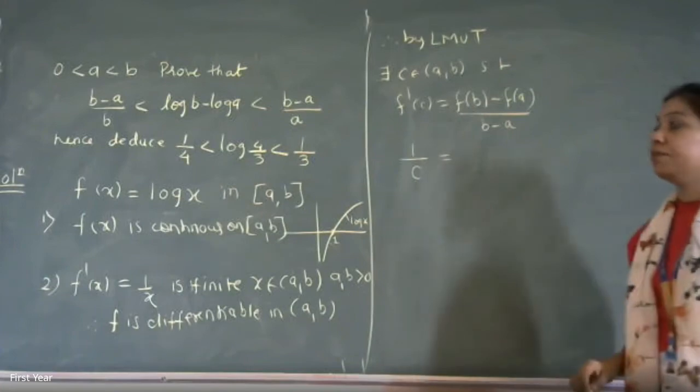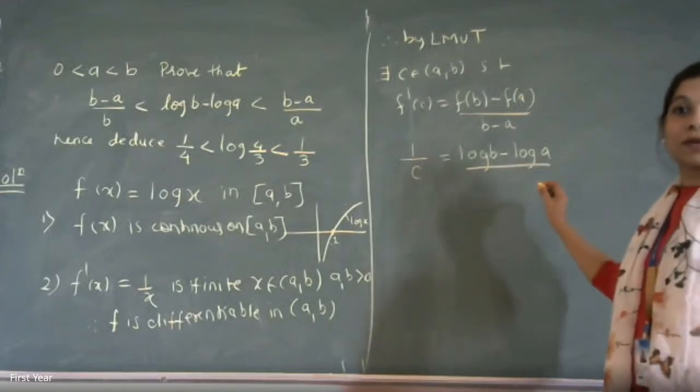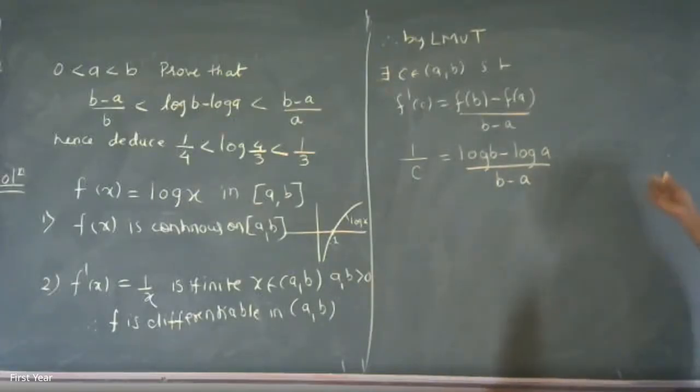What is f(B)? Log B. Log B minus log A. Very good. Upon? Log B minus log A upon B minus A. Correct. So this is your equation.